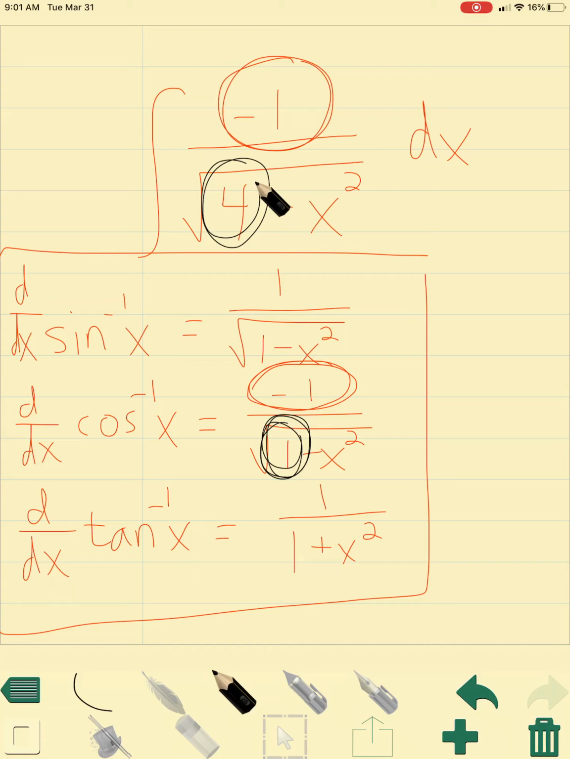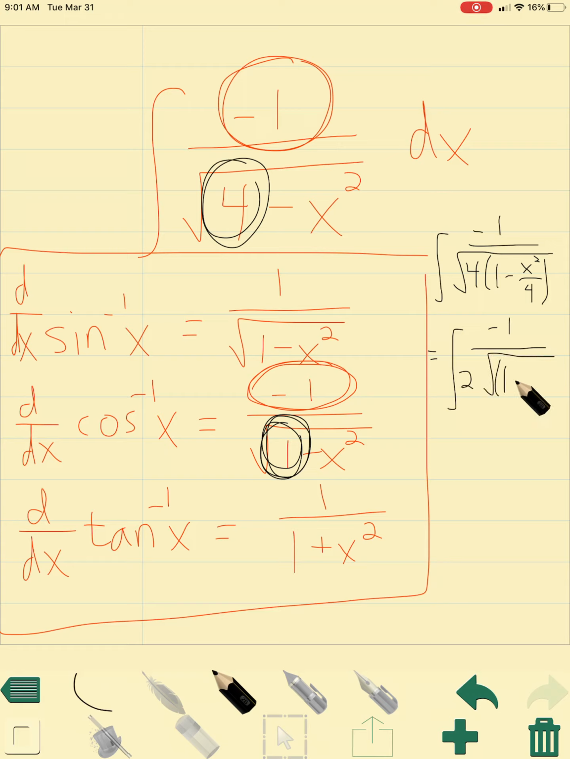So how we can do that is we can look at making this -1 over the square root of, well, if I want that to be a 1, then you just have to factor out a 4. You factor out a 4, you're left with 1 minus, and this is going to be x squared over 4. Okay, so then this would be equal to the integral of -1 over 2 times the square root of 1 minus x squared over 4. Okay, but the big thing is that we need something squared.